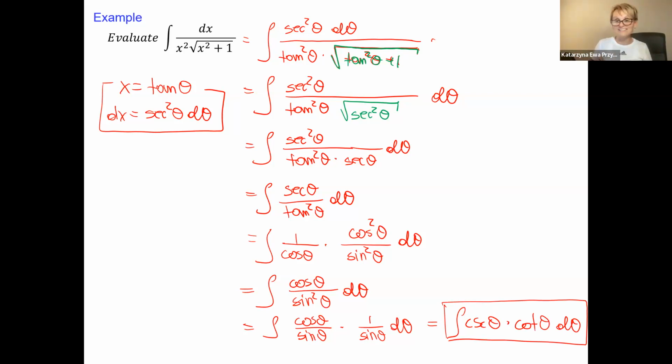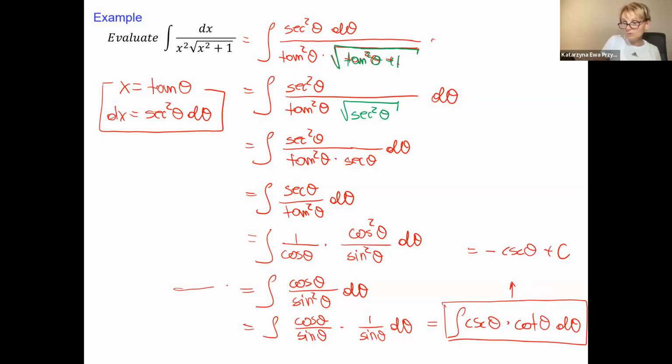Cosecant times cotangent. That's the direct antiderivative. Negative cosecant theta, because the derivative of cosecant theta is negative cosecant cotangent. Am I right? Please check.